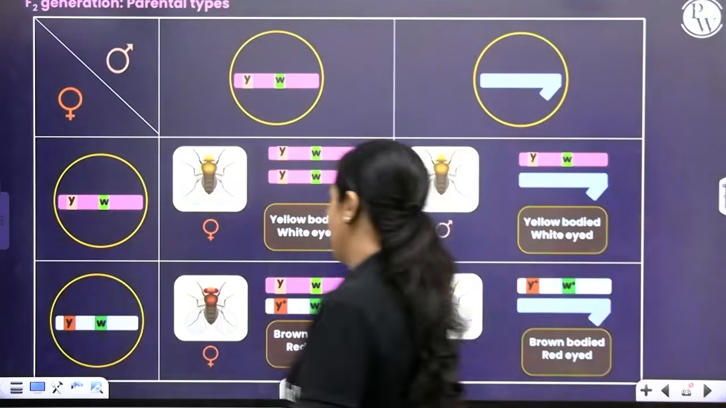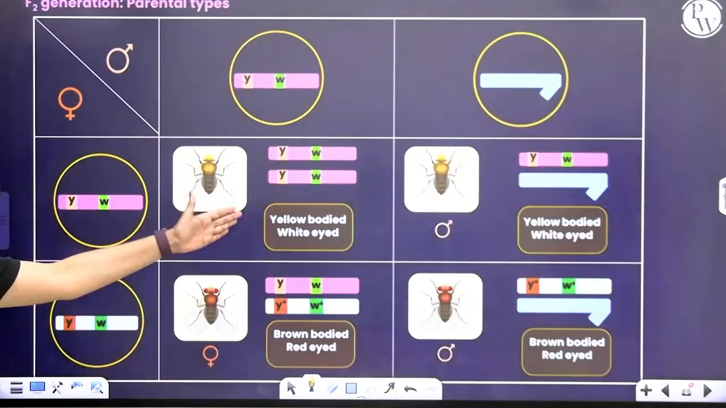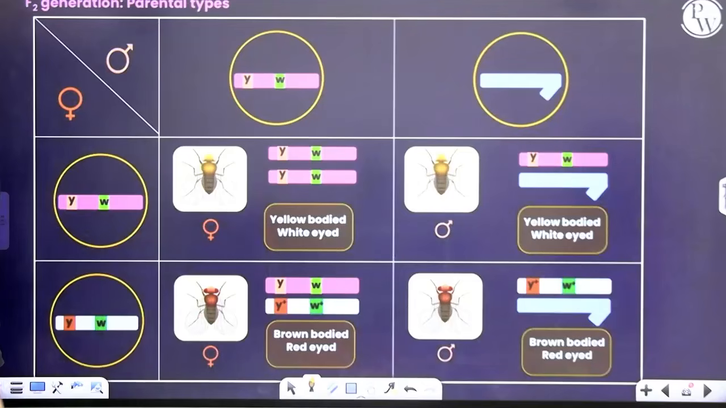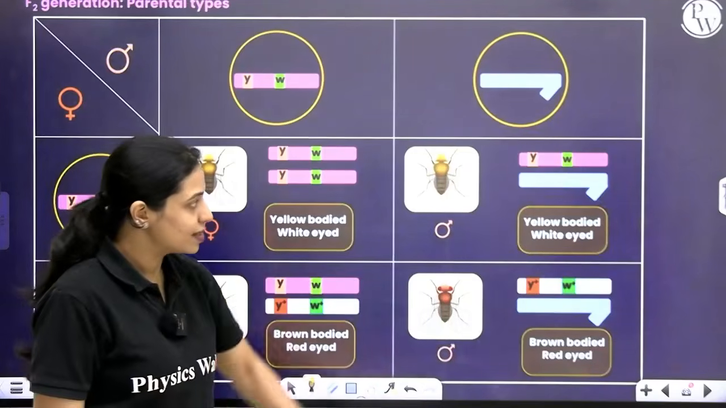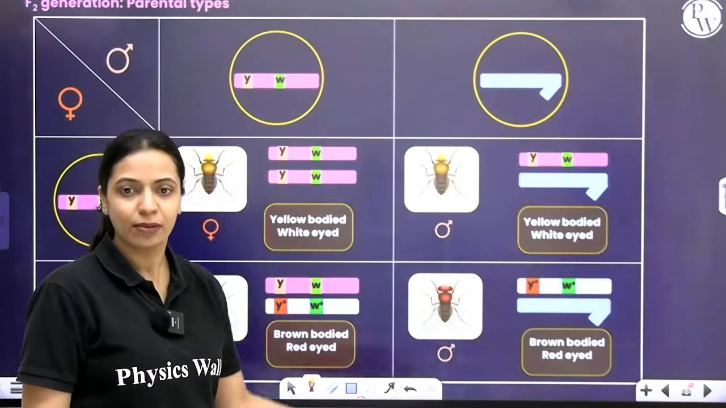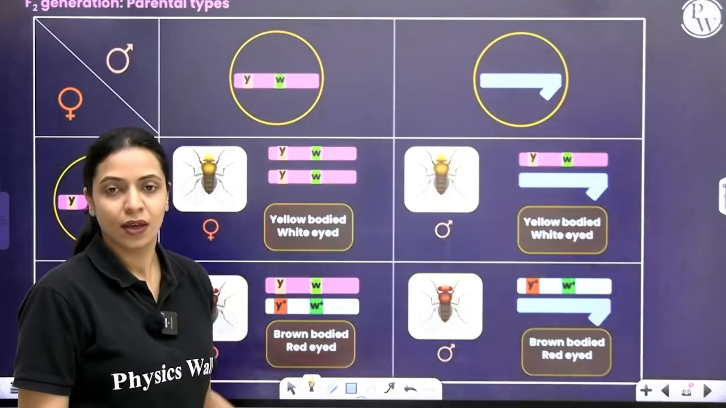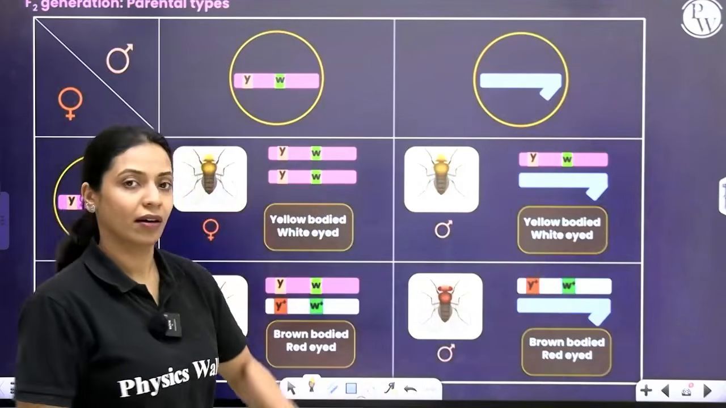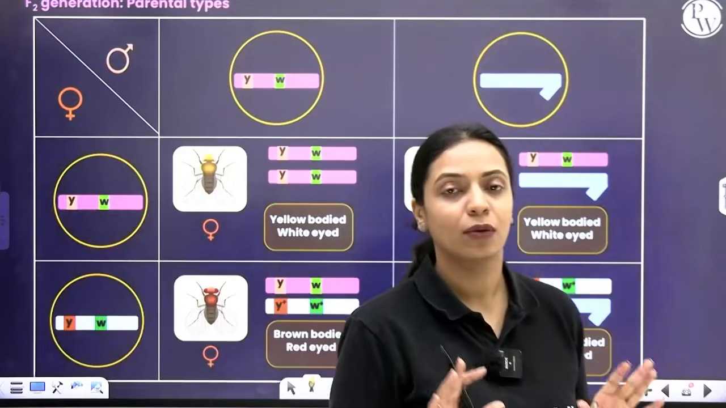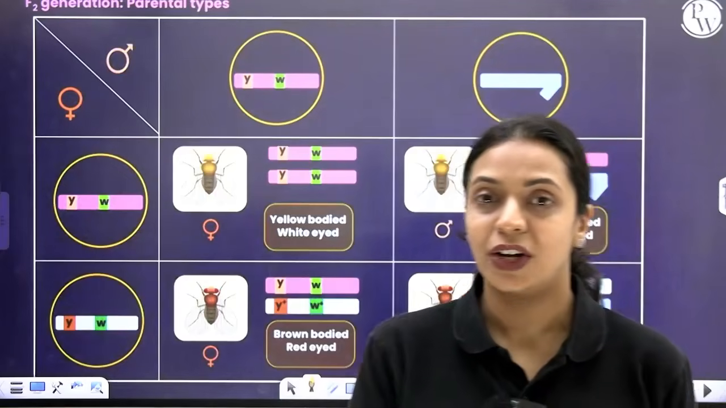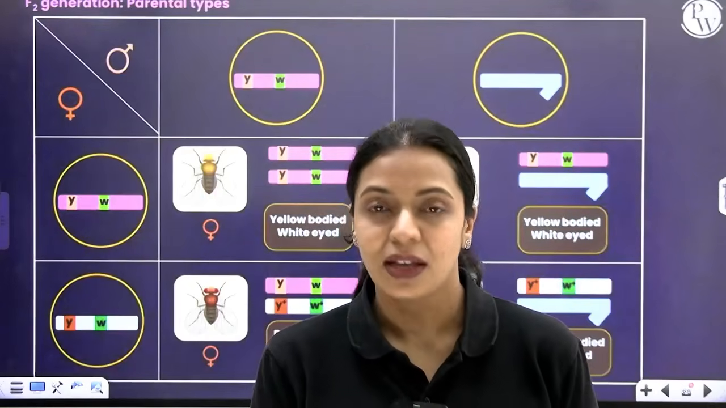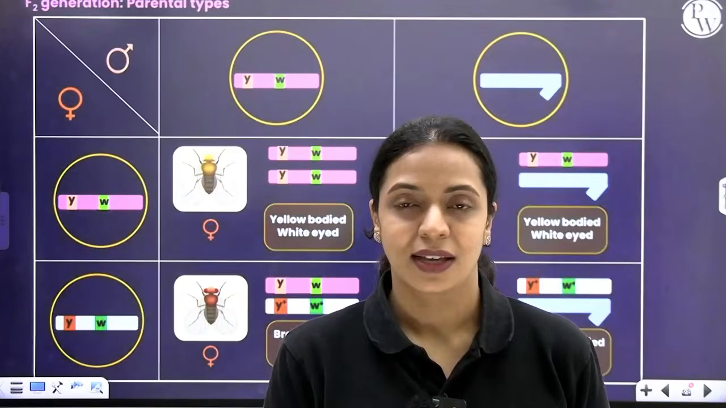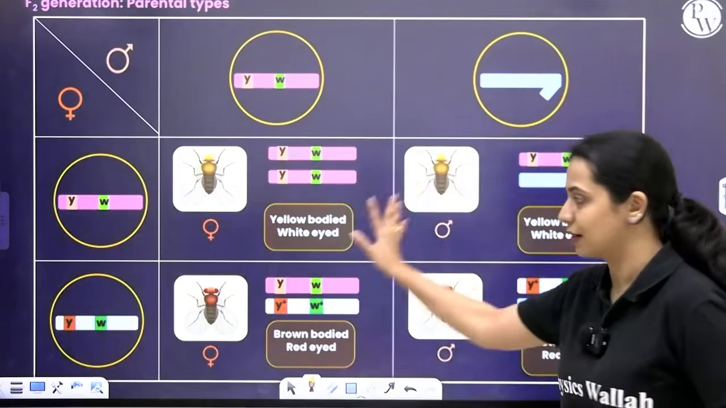Here are the females. In females, you have yellow body, white eye, and brown body, red eye also. And in males, you have yellow body, white eye, and brown body, red eyes also. So all of these that you're looking at here are the parental types. What were the parental types? Yellow body with white eyes, brown body with red eyes, right? So you get these parental types.